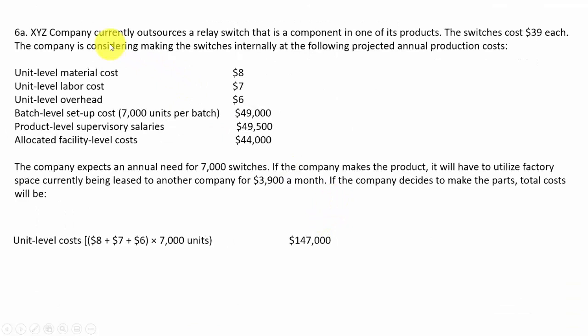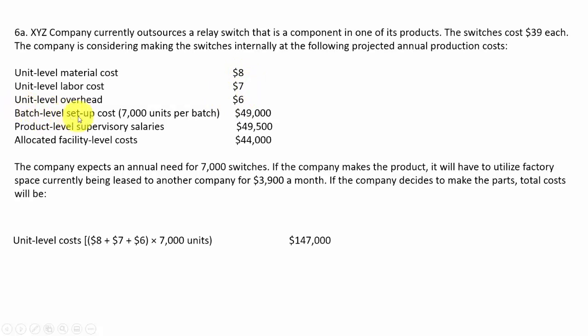Okay, this is a make or buy situation here. XYZ company currently outsources a relay switch that is a component of one of its products. The switch costs $39 each, and they buy them from somebody else for $39 a piece. The company is considering making the switches internally at the following projected annual production costs. That would be unit level material cost, $8, unit level labor cost, $7, unit level overhead, which is $6. These are all variable expenses and go up and down with whether you make these or buy these.